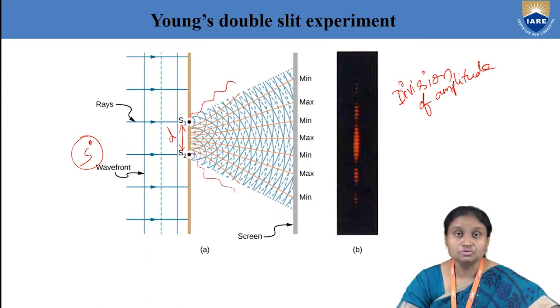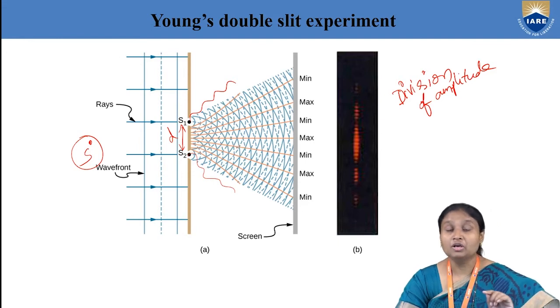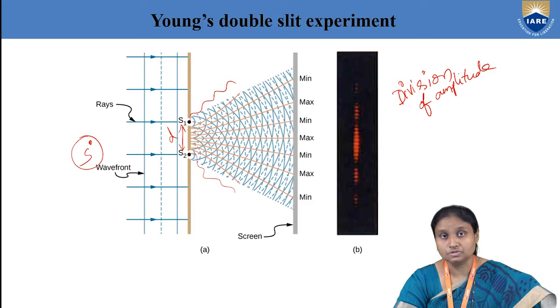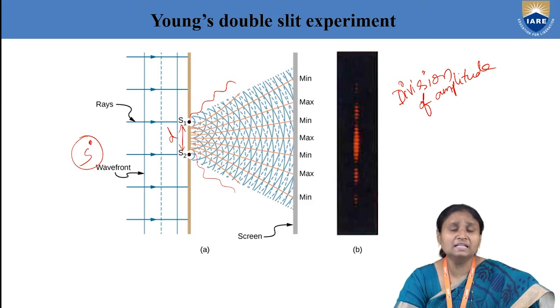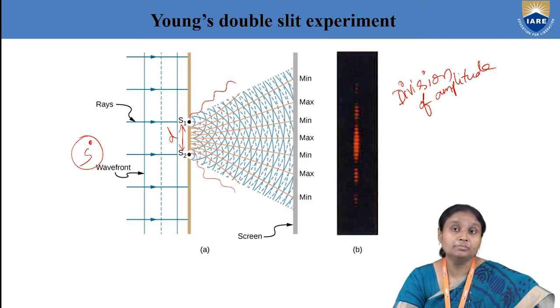And from these two sources S1 and S2, you will have two different spherical wavefronts coming. But because these two spherical wavefronts are coming from the same source, you will observe that they will be in phase with each other. So here we are making use of a single source and we are making the light waves get divided by making them pass through two different pinholes.